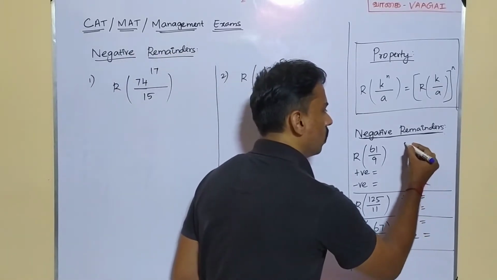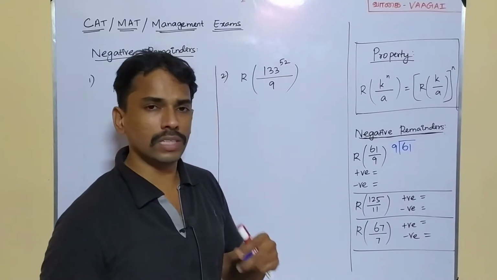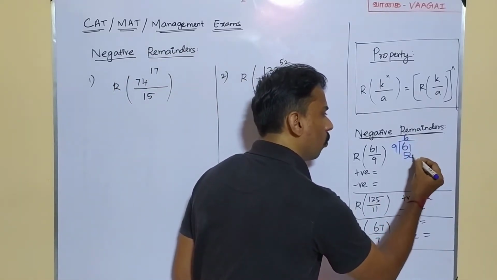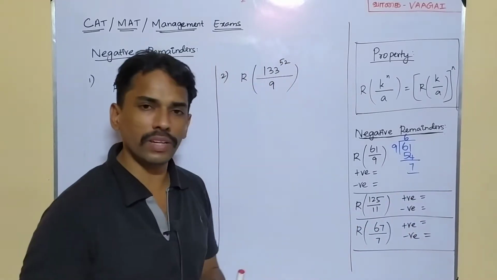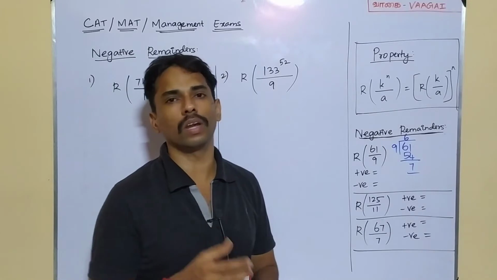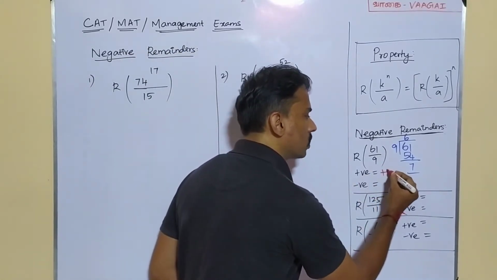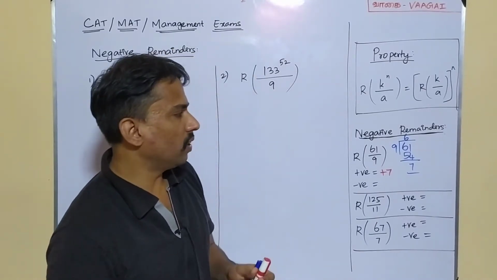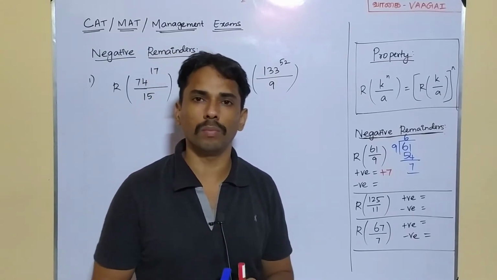So when I divide 61 by 9, what would be my remainder? I can go up to 9 sixes are 54, so that I will get the remainder as 7, and this 7 stands for the positive remainder. So my positive remainder is plus 7. Now if I try to find the negative remainder, you may wonder what a negative remainder is.